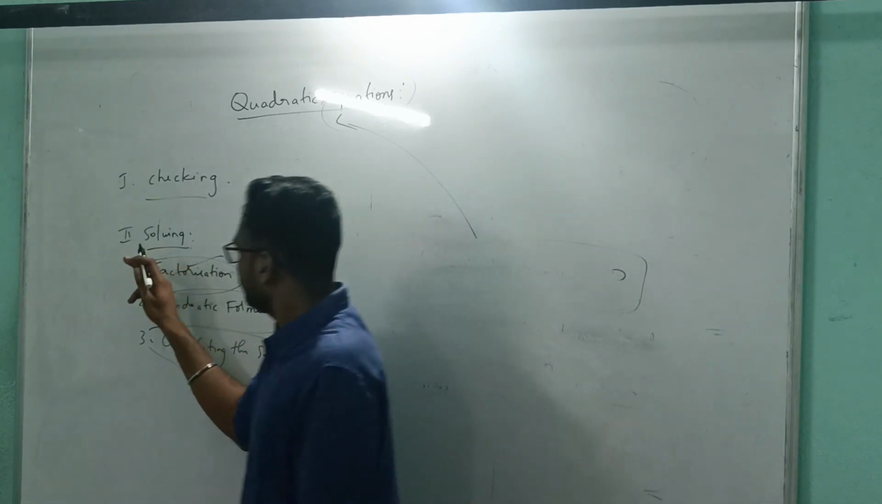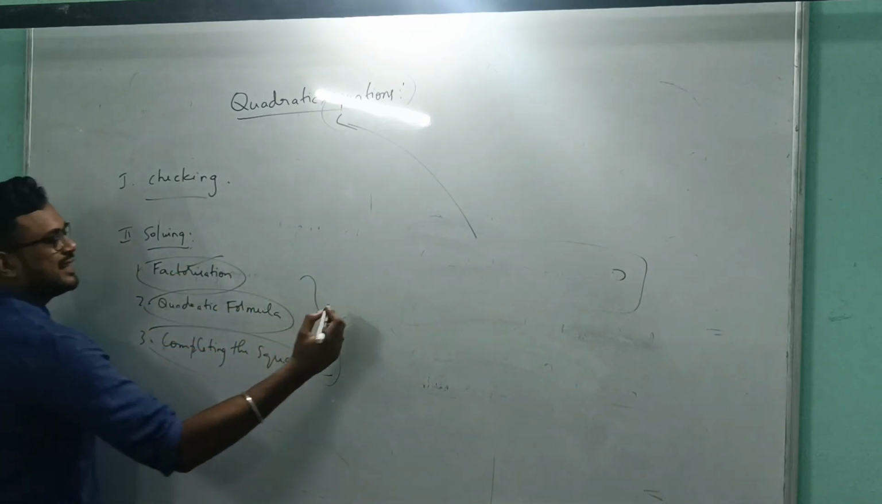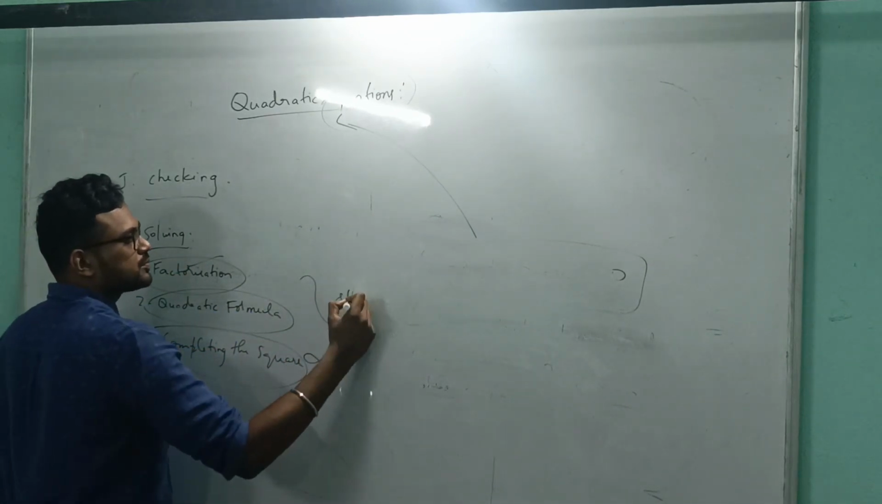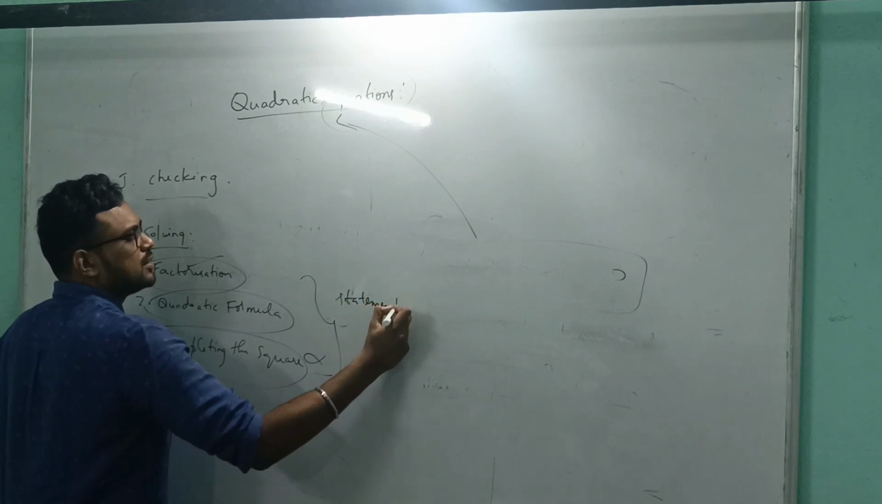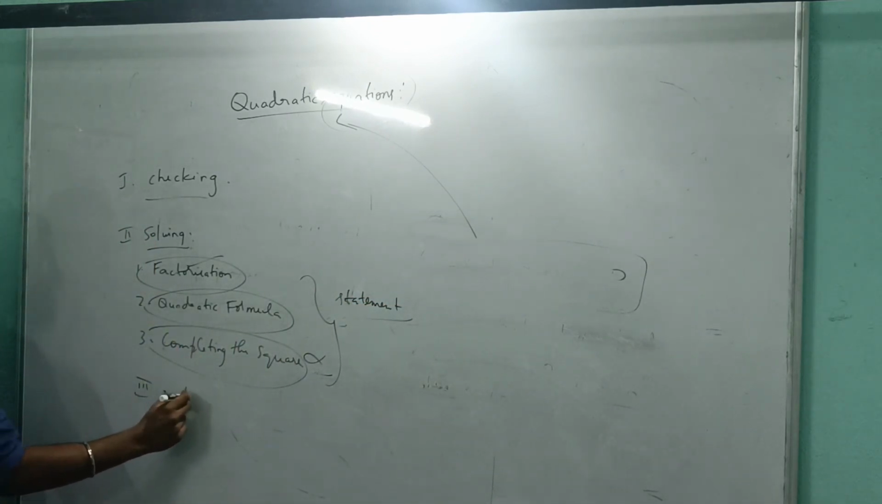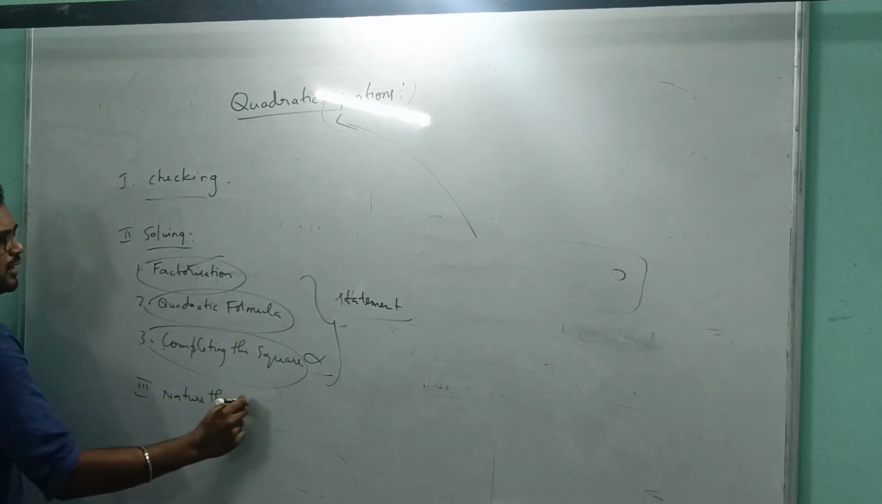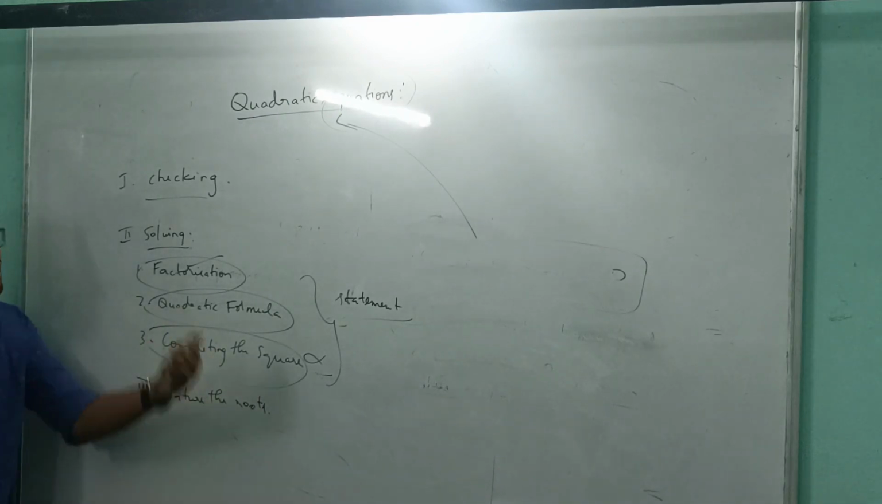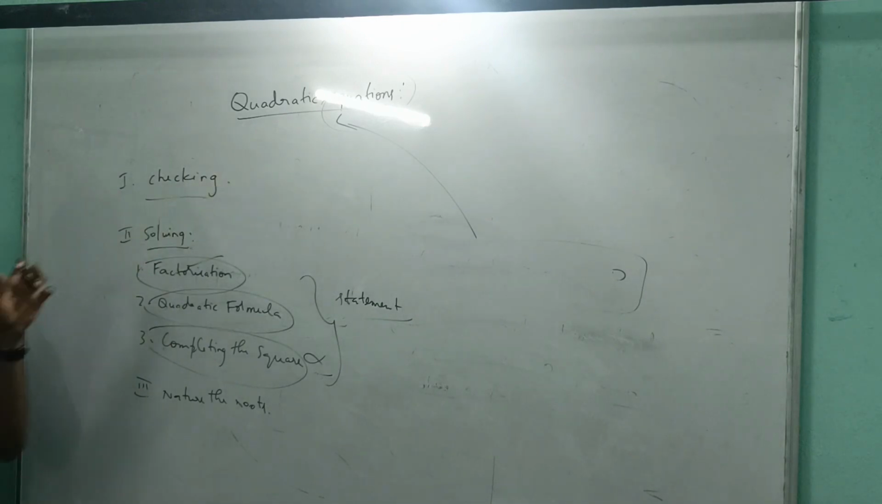So you have to study how to solve, and in this you have statement type problems also. After that, one last thing is the nature of roots. So this chapter can be divided into 3 parts. First part is just checking whether it's a quadratic equation or not. Second part is solving, how to solve those quadratic equations, 3 methods. All 3 I'll teach. Don't worry. Last one is checking the nature of roots. I'll tell what it is.